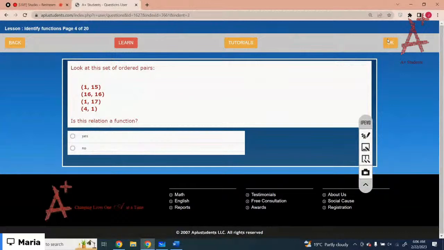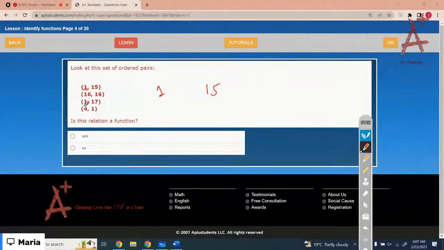Okay, look at this set of ordered pairs. Is this relation a function? No. Just look here. For a single value of x, you have two values: again 1 and 15, and again here you have 1 and 17. That means this is not a function. For one value of x, you have two values of y. The correct option is no.